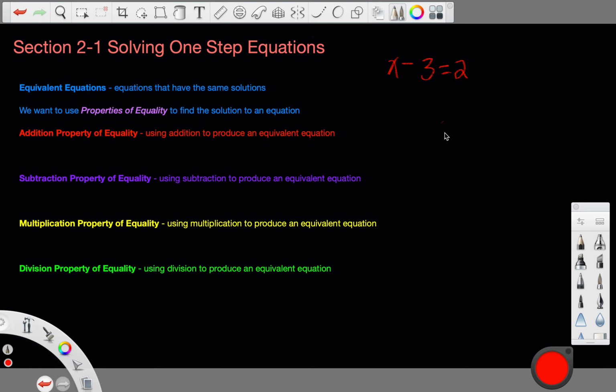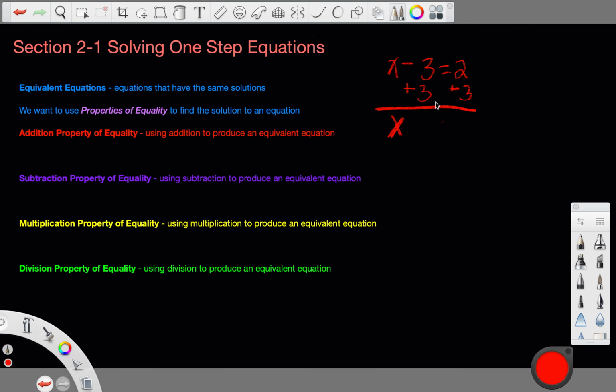So what we need to do is use the inverse operation of subtraction, because that's the operation that's in our problem, okay? So the inverse operation of subtraction is addition. So we're going to add 3 to both sides, because whatever you do to one side, you have to do to the other side, because you don't want to change the value of the equation, okay? So when we add 3 to both sides, this left-hand side becomes x, and then we have negative 3 plus 3.